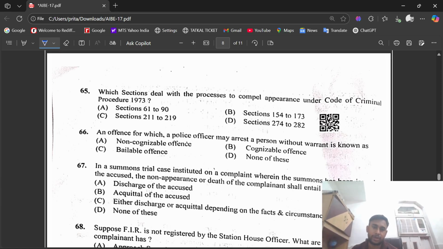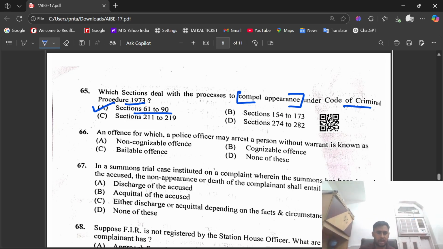Question number 65. Which sections deal with the process to compel appearance under Code of Criminal Procedure 1973? Which section deal with the processes to compel appearance? ठीक है, कि आपको कोर्ट में अपीयर होना ही होगा. तो मैंडेटरी कौन करता है, कौन सा प्रोविजन करता है? सीआरपीसी में सेक्शन 61 टू 90 अगर हम रीड करते हैं, दैट इज ऑप्शन ए. Then we will find out that it's talking about the appearance, that is making it mandatory to appear.